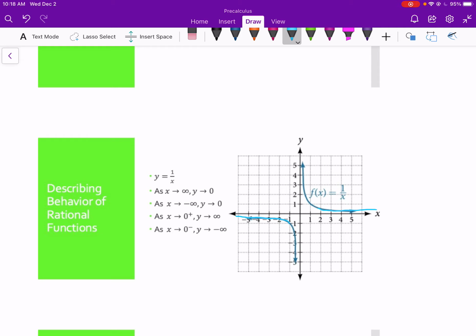As x goes to 0, this little plus means from the right side or from the positive side, y is approaching infinity. So as we're going from the right side closer and closer to x equals 0, y keeps getting larger and goes to infinity. And as x approaches 0 from the left side, or for the negatives, as it gets closer and closer to 0, y is going farther and farther down, so it's approaching negative infinity.